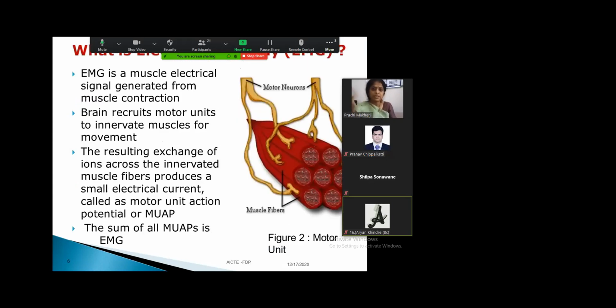So EMG signals, since it's based on biomedical DSP, just a brief introduction. Of course, the EMG signal may be known to many people here. It's a muscle electrical signal which is generated from muscle contraction. The brain recruits motor units to innervate muscles, and the resulting exchange of ions across the innervated muscle fibers produces a small electrical current called a motor unit action potential. When you add all of these potentials, it gives rise to the EMG.